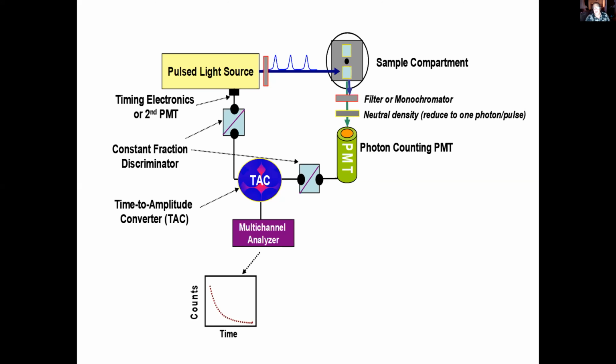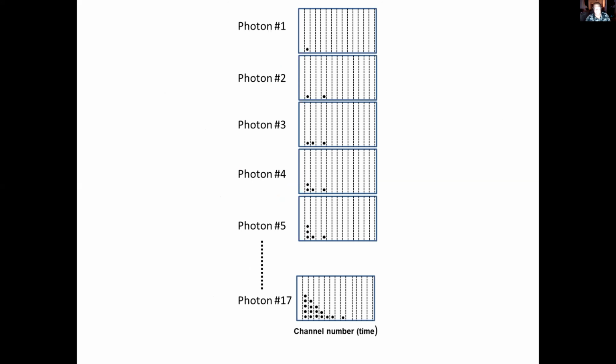Now your exciting light hits the sample, and then you look through filters or monochromators or whatever, and also very important, you have to reduce the intensity to 1 photon per pulse. So that's why it's single photon counting. Then you get a photon when you have an emission event detected. And that goes into the TAC and it stops it. And now you have a voltage registered for that photon event, which goes into what's called a multi-channel analyzer, a computer, let's say, and it marks that event.